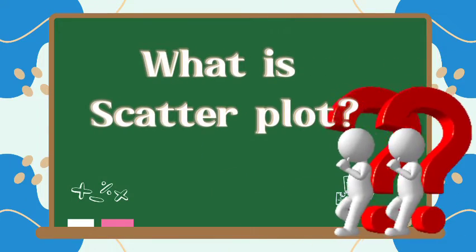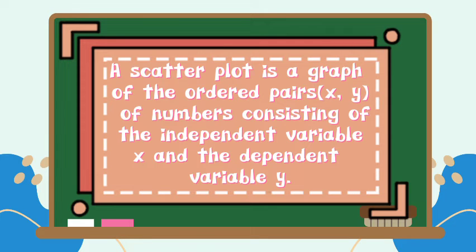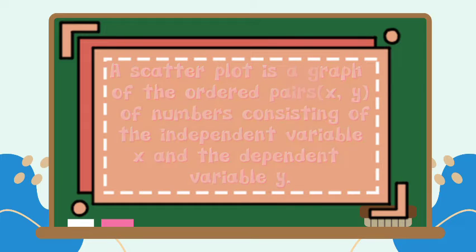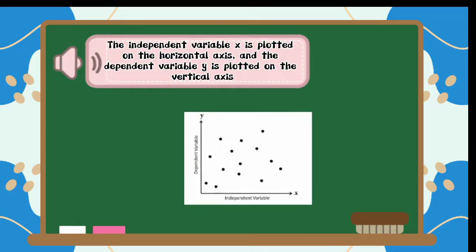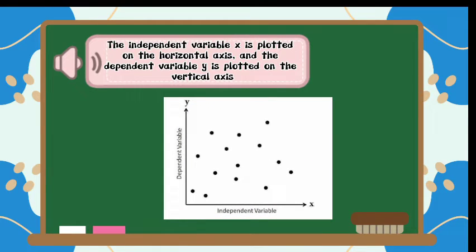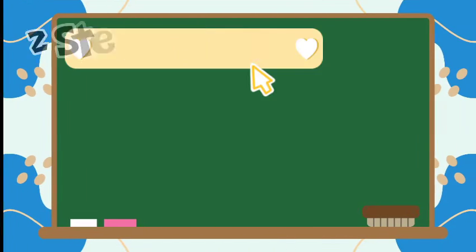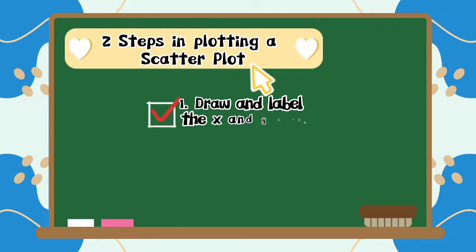Do you know what a scatter plot is? A scatter plot is a graph of the ordered pairs x and y of numbers, consisting of the independent variable x and the dependent variable y. The independent and dependent variables can be plotted on a graph. The independent variable x is plotted on the horizontal axis and the dependent variable y is plotted on the vertical axis. Now, there are two steps in plotting a scatter plot.